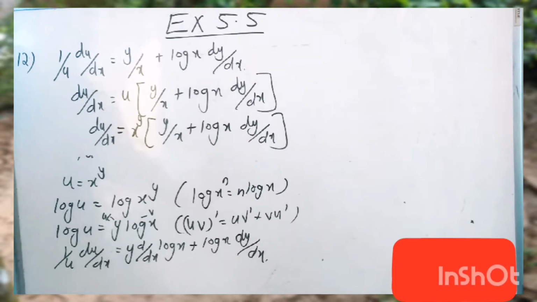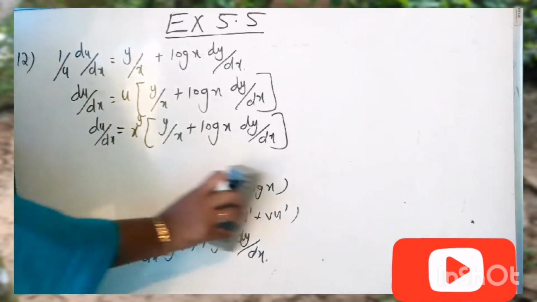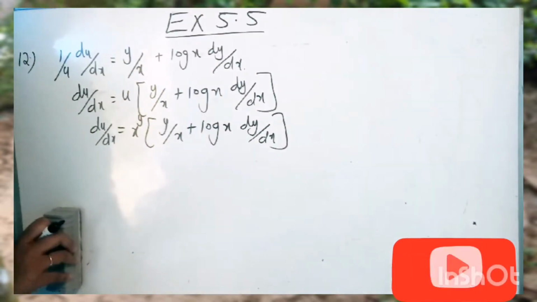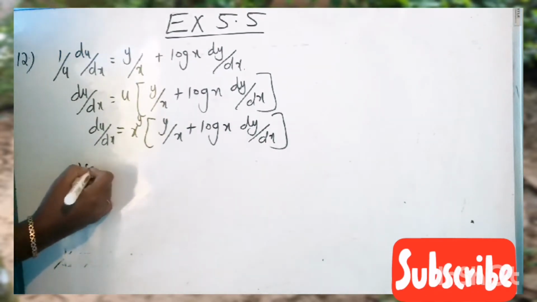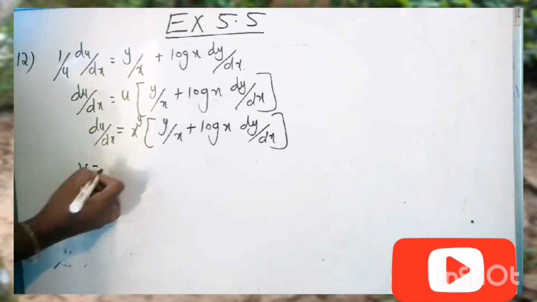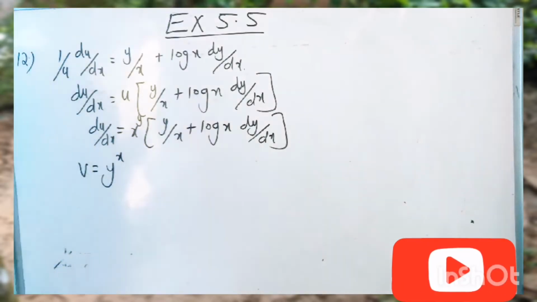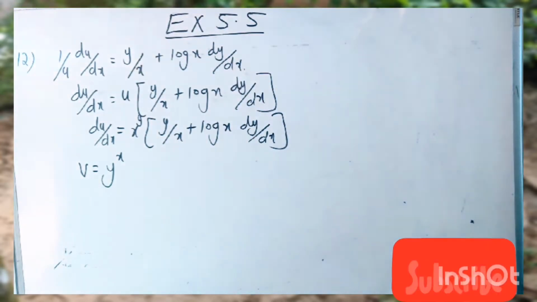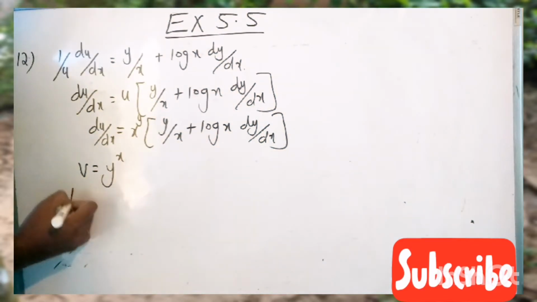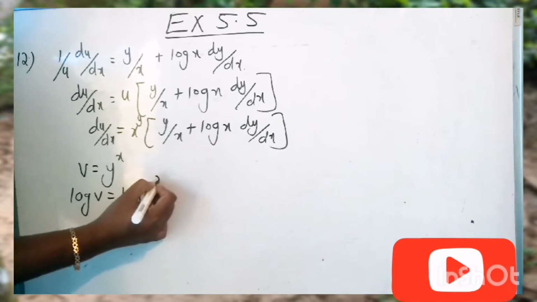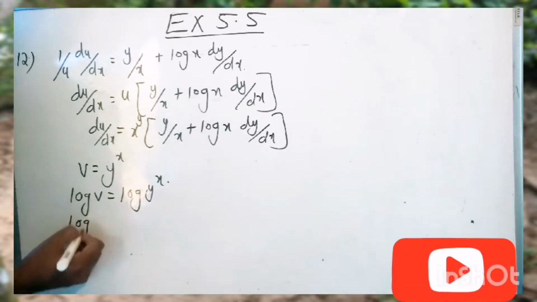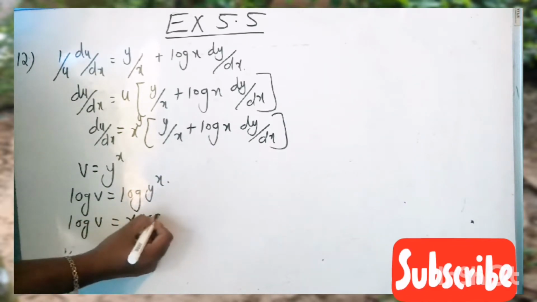We got the derivative of u. Now we will consider v. What was our v? v is equal to y raised to x. Now take log on both sides. Then log v is equal to log y raised to x. That is, log v is equal to x log y.